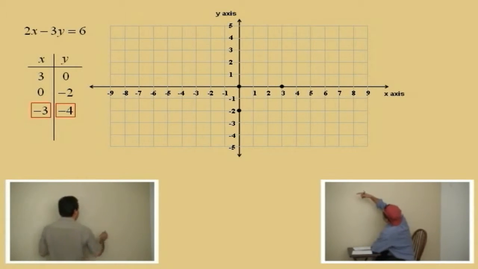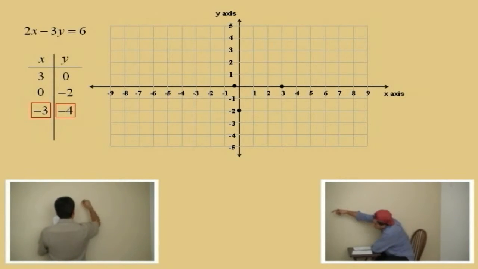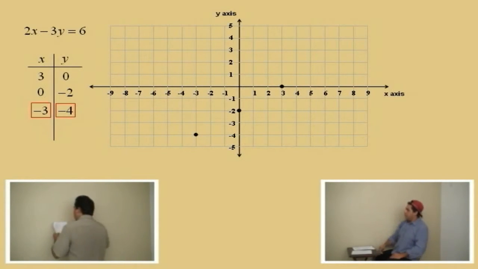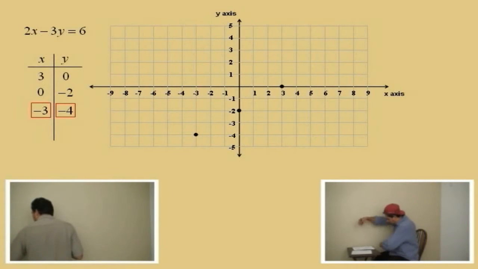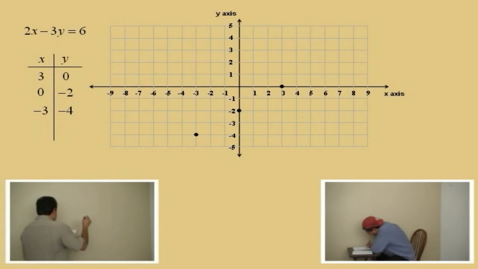-3, -4. We start at the origin and move which way first? We're doing the x's. Do we move right or left? Left. To the left 3 times. So there it is. Now, Charlie, we have to move which way for the y? Up or down? Down. Down, and we're going to move down 4, so there it is. There's our point.